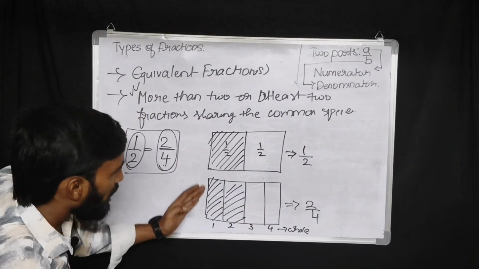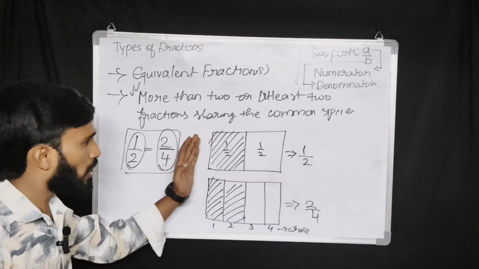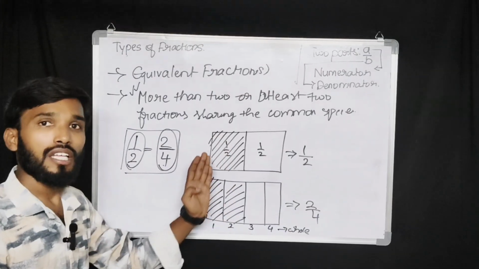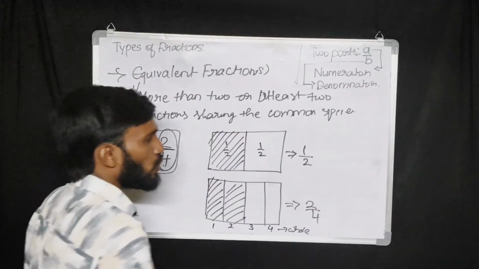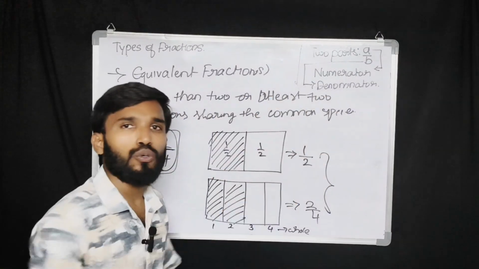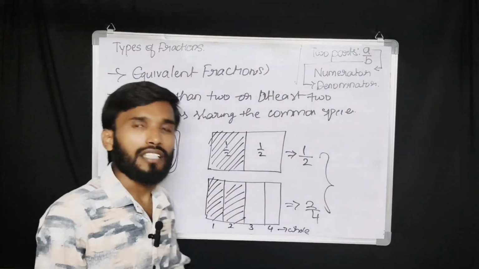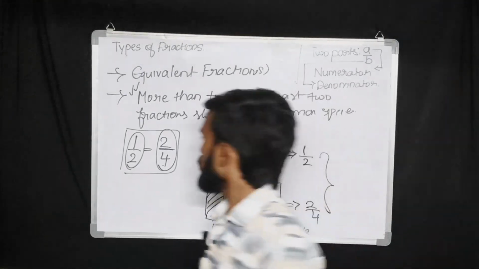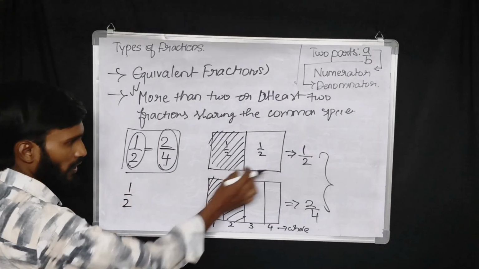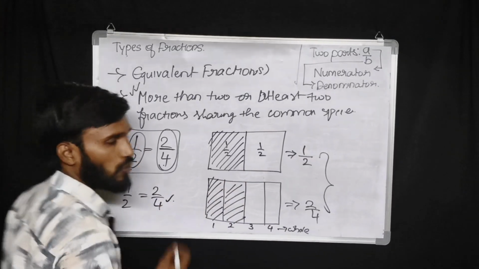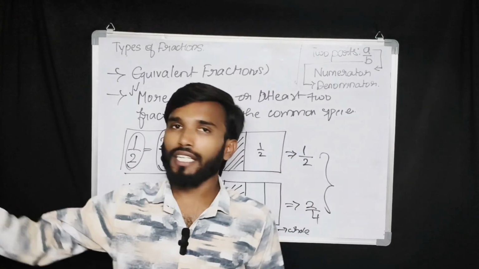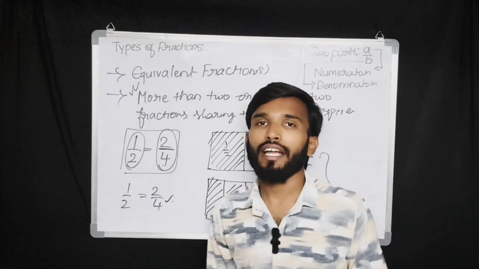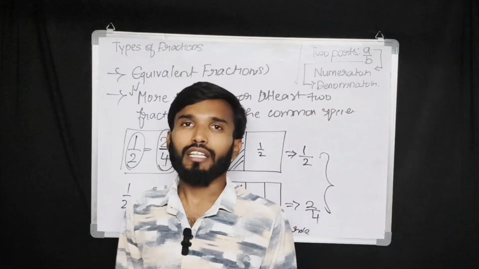See, are these both covering the same space or not? Here 1 by 2 is covering the same space and 2 by 4 is also covering the same space, same part, same portion, same area. So where 2 or more than 2 fractions cover the same space, those fractions are called equivalent fractions. So 1 by 2 is equal to 2 by 4. So these are the concepts of types of fractions. This is how to recognize the types of fractions whenever we are solving problems regarding them.